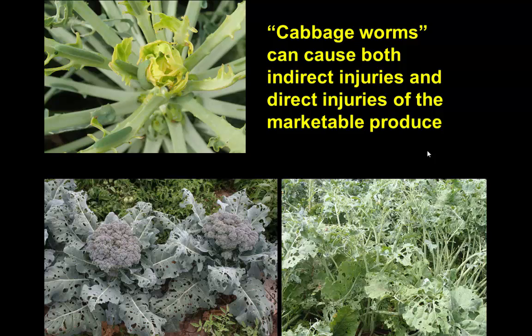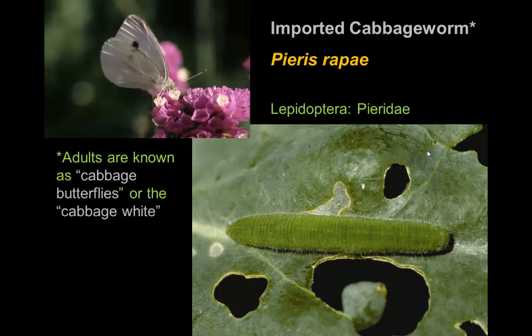These cabbage worms can cause both indirect injuries when they're feeding on parts of the plants that we're not marketing, but they also do sometimes get into the head and damage material that we might like to market. Obviously, collards or kale, if we're trying to market the leaves, they would be feeding right on the leaves.